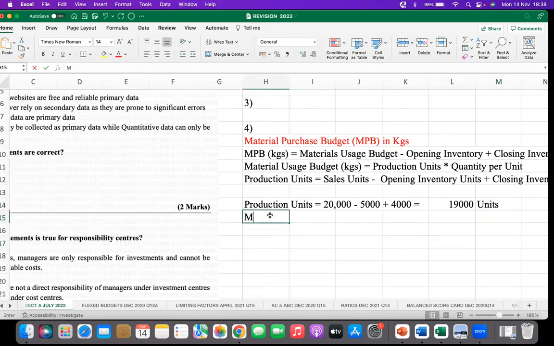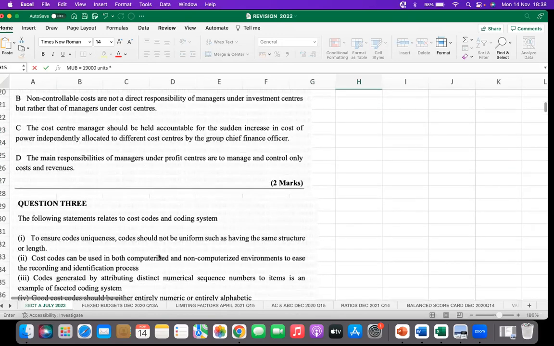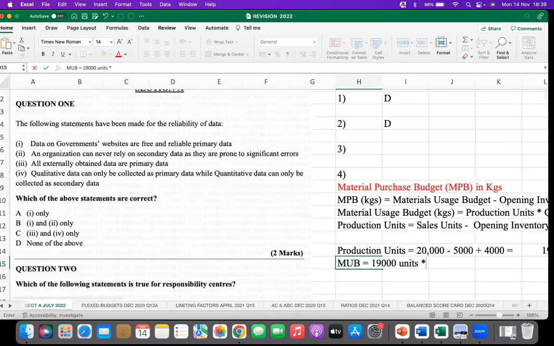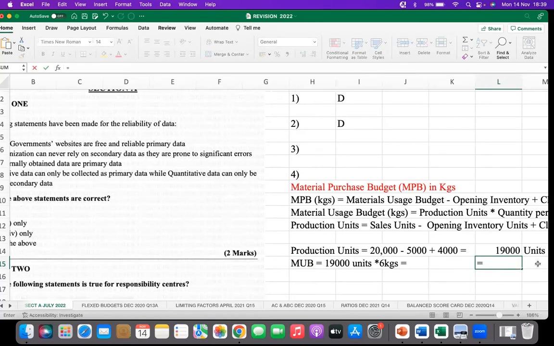So with that, we are now in a position to get materials usage budget. In materials usage budget, we said it's equals to production units times quantity per unit. So production units is 19,000 units times the quantity per unit. We go back to the question. Given that K Limited produces and sells one product which requires 6 kg of material. So the quantity per unit is 6 kgs. So 19,000 times 6 gives you 114,000 kgs.